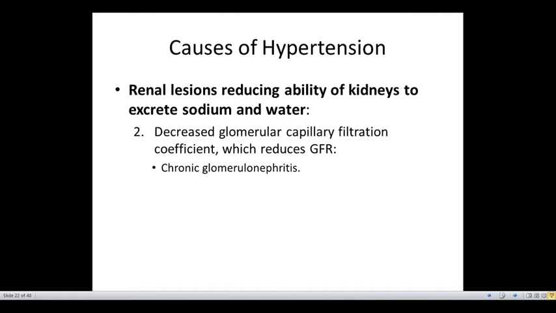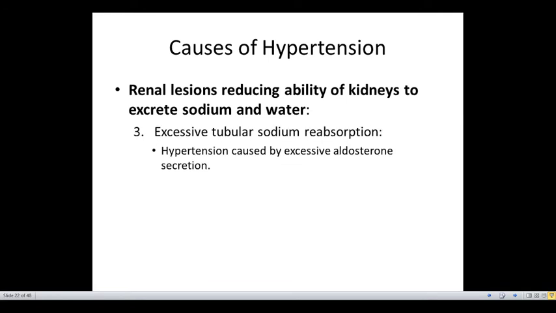Number 2, decreased glomerular capillary filtration coefficient, which reduces the glomerular filtration rate. And this is seen in chronic glomerular nephritis. Number 3, excessive tubular sodium reabsorption. An example is hypertension caused by excessive aldosterone secretion.